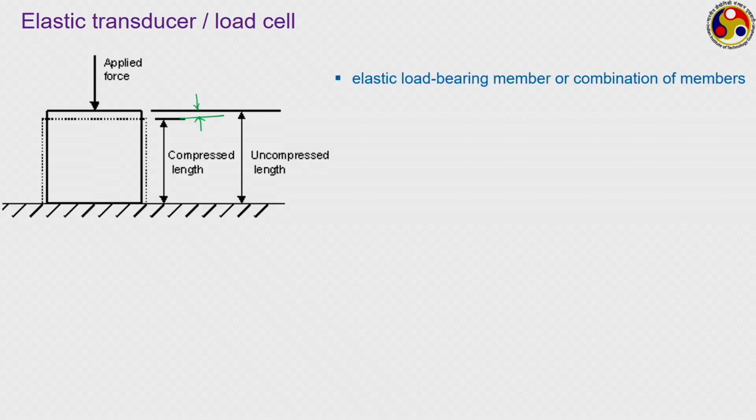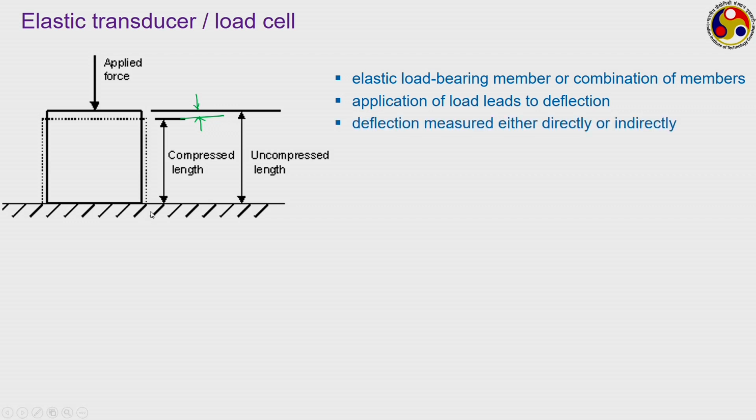Here we have an elastic load bearing member, or maybe a combination of several members, because as we are applying the force, there is a deflection, and the deflection is proportional to the application of the force. Now, the deflection can be measured either directly, but very rarely done, or more commonly we go for indirect measurement. Indirect means this deflection is measured using some kind of deflection measuring instrument, quite often leading to an electrical output. That is, the elastic transducer or load cell is connected to a secondary transducer. So, to the elastic transducer, your input is the force, output is the deflection, and in the secondary transducer, your input is the deflection and output can be electrical or whatever we would like to have.